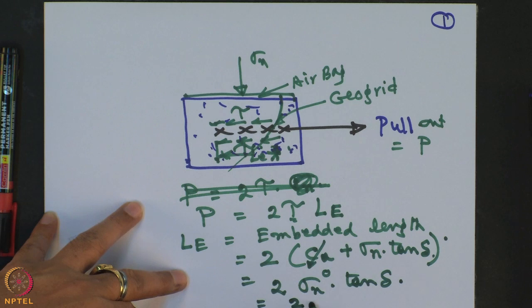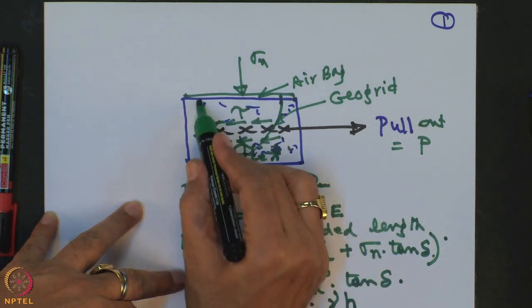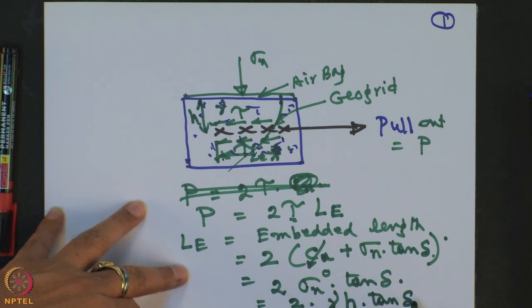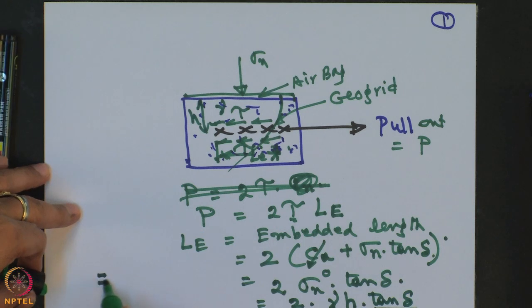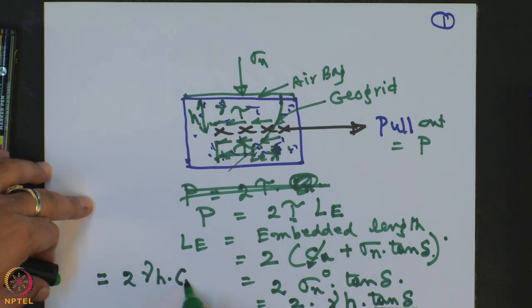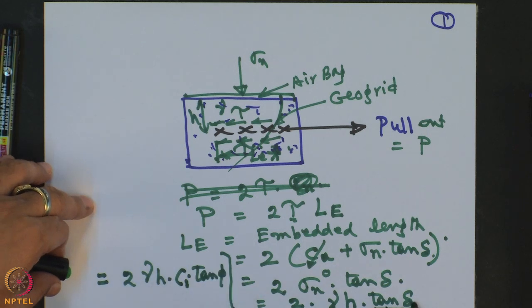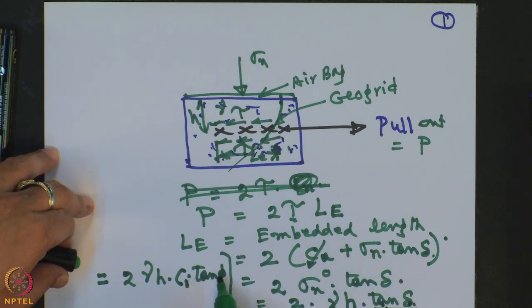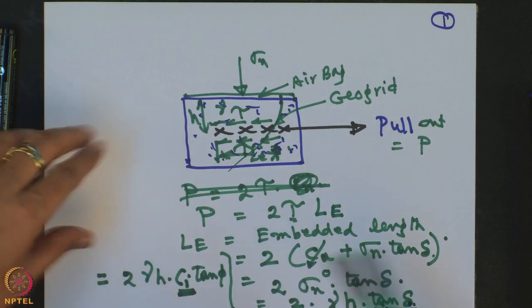Or you can write sigma n is equal to gamma into h at any depth h. And if gamma is the unit weight of the soil, so 2 into gamma into h into tan of delta. Now if you express this tan delta in terms of phi, you can write 2 into gamma h into C_i into tan phi. This phi is the friction angle of soil to soil, and this delta is the friction angle between the soil and the geogrid material. So almost 2/3 times tan phi will give you the value of tan delta. That means C_i you can consider almost 2/3, as an approximate value. But this interaction coefficient C_i is very important, and we have determined how to calculate the C_i value.